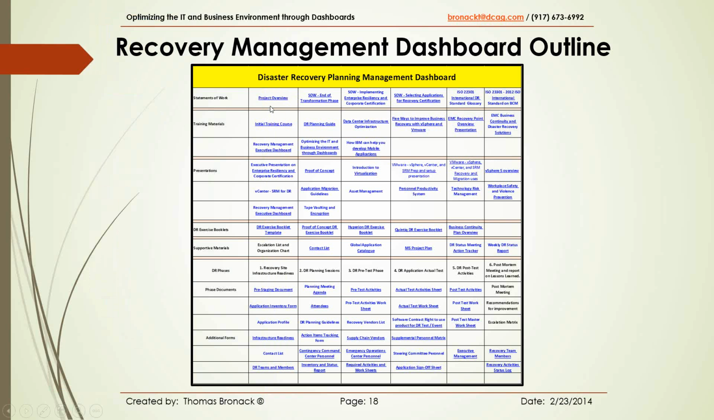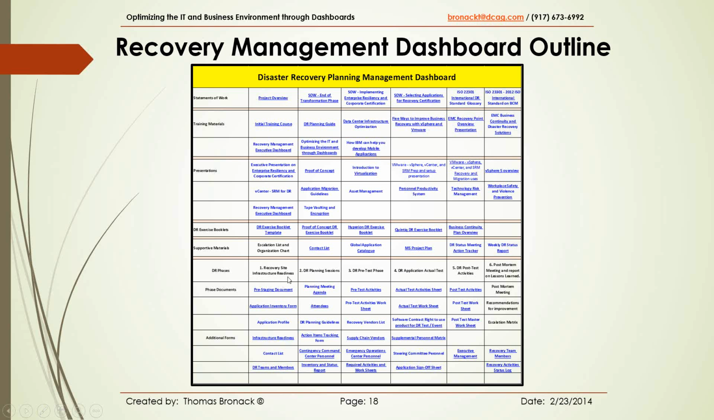Our dashboard looked pretty much like this. We had statements of work so people knew why we were here. We had training materials to get them up to speed. We have presentations that could help them understand how the products are used in our company. Then we have exercise booklets. And then we have the 6 stages of disaster recovery that we wanted to go to.